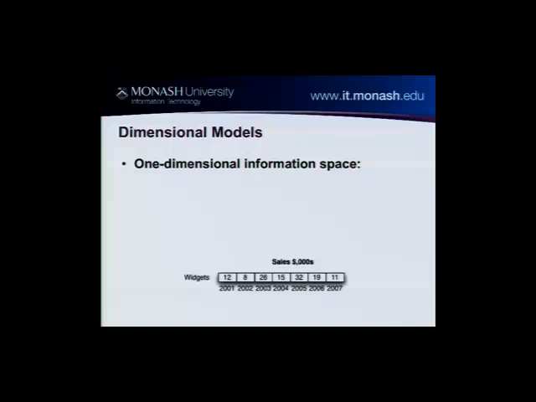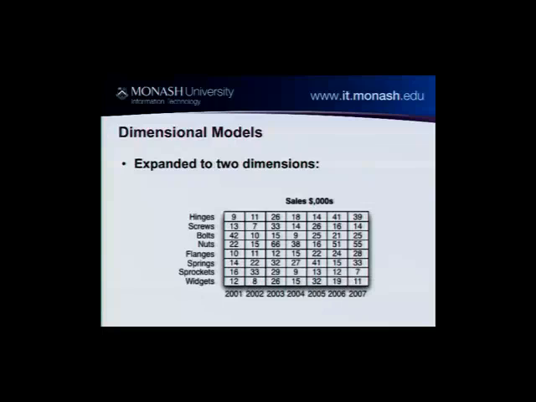Okay, so let's step onto two dimensions. Now we've added a product dimension. So we had a time dimension before, we can move through time. Now we can actually change our view of the different products. So we can say sales of flanges in 2002, we can look at sales of widgets in 2007, sales of hinges in 2005. So we can change our view of the data in two directions now. We can change our view of products, we can change our view of time. Everyone's okay so far? Alrighty.